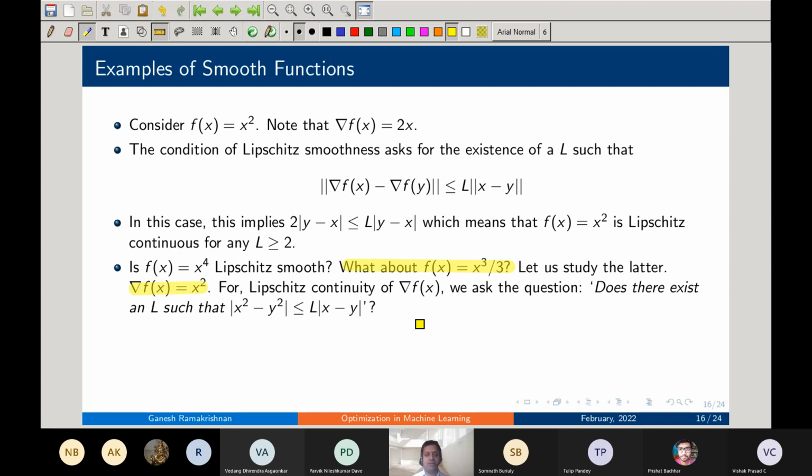it's 2x, right? Or if you look in terms of the rate of change of the gradient, x square minus y square should be less than or equal to L times x minus y. Does such an L exist? The answer is no, unless you constrain the domain. So you can expand this to identify in what domain it is Lipschitz smooth.